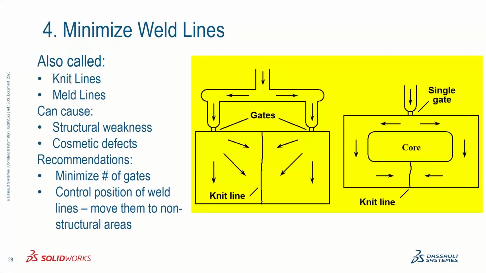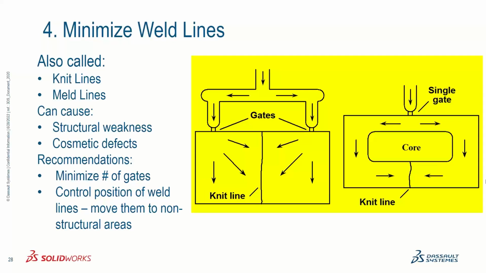And the final best practice that we have is to minimize weld lines. Weld lines or knit lines are localized phenomena that are formed when two plastic flow fronts come together. You can see a couple of simple examples. The example on the left-hand side shows a scenario where you have two gates, meaning the plastic is going to enter the cavity along two flow fronts. At some point, these two flow fronts will come together to create a weld line.